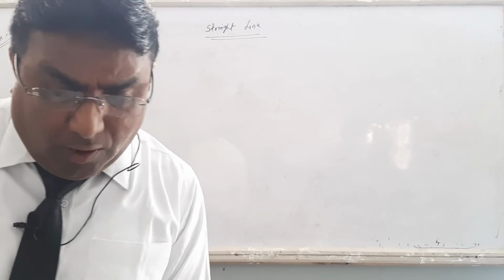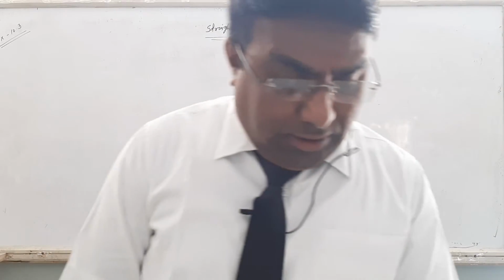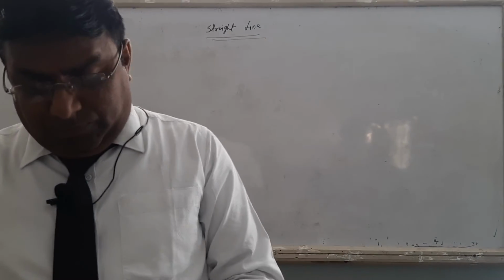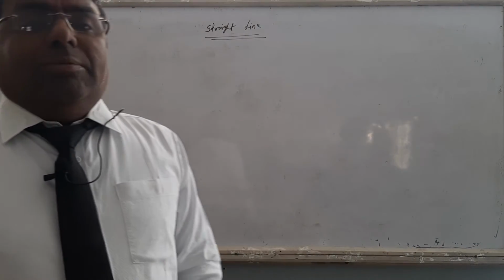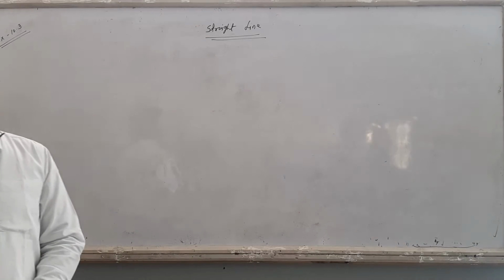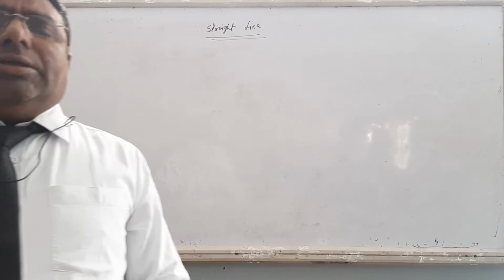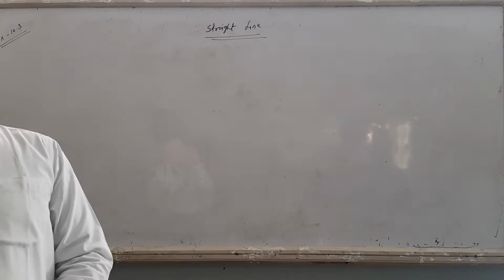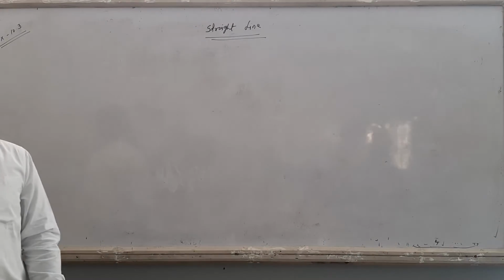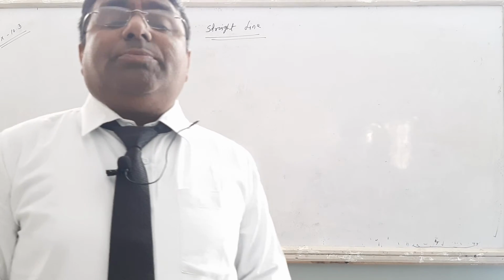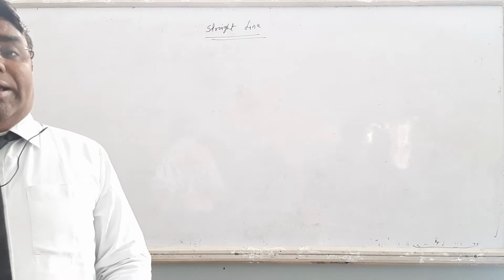Now the third form. What is the equation of a line in the third form? That is the slope intercept form: y equals mx plus c, where m is the slope of the line and c is the intercept on the y-axis. Then the fourth form. What is the equation of a line in intercept form? x upon a plus y upon b equals 1, where a and b are the intercepts. a is the intercept on the x-axis, b is the intercept on the y-axis.